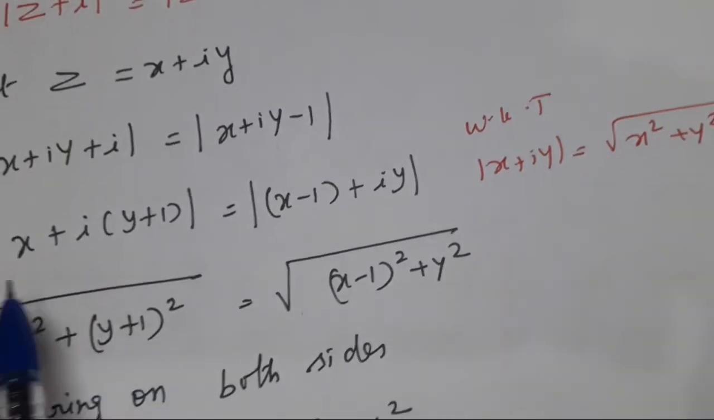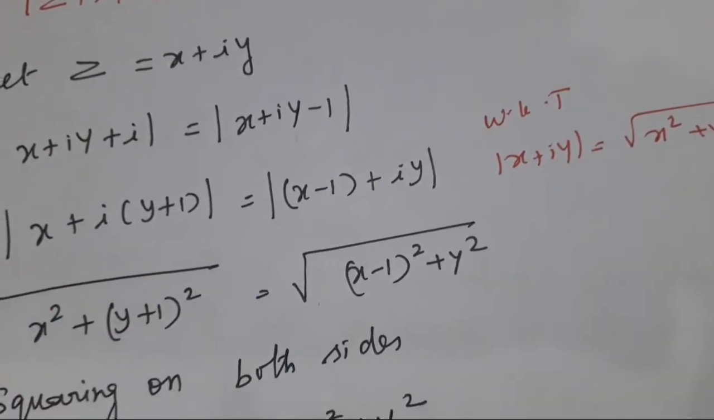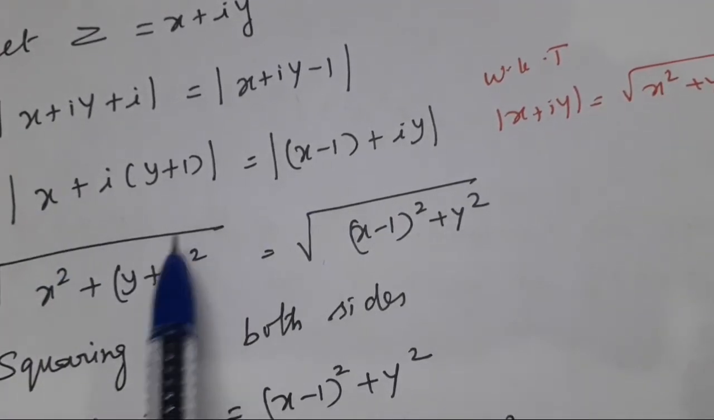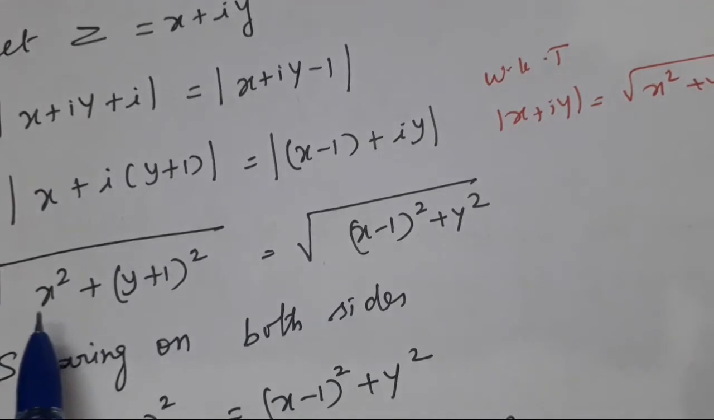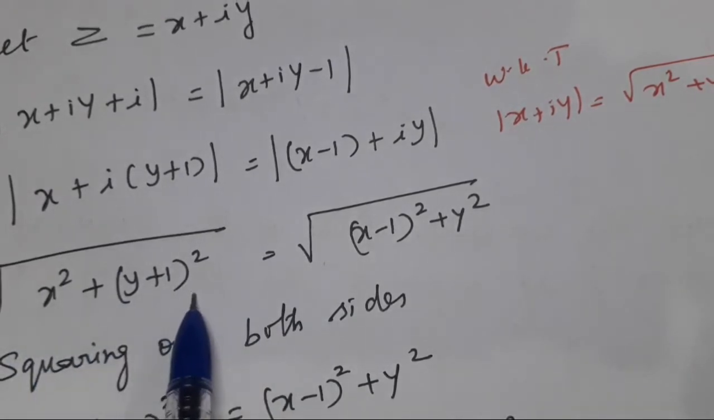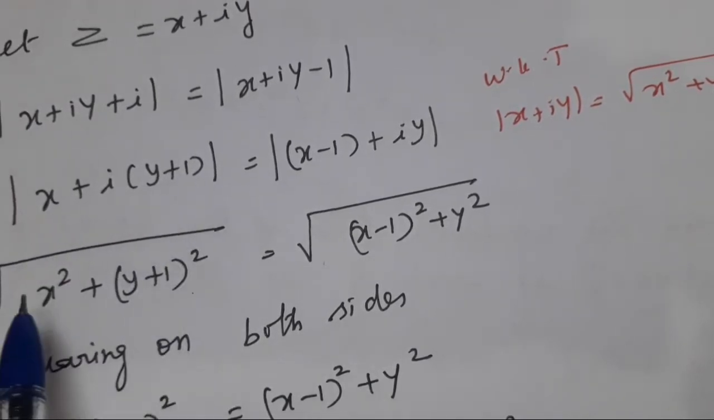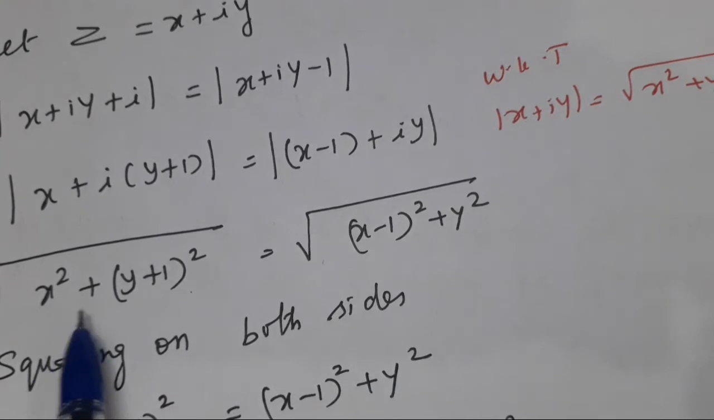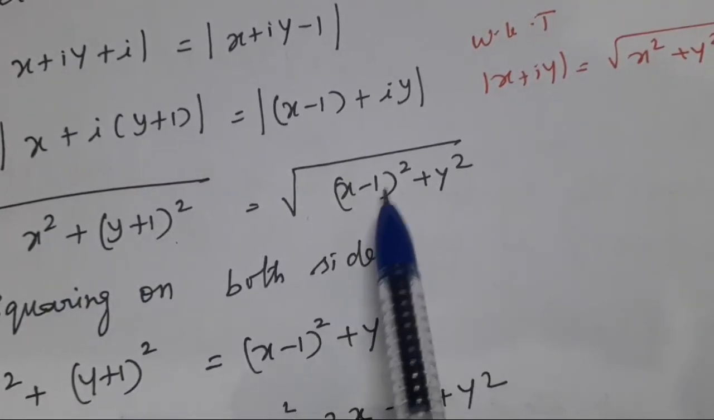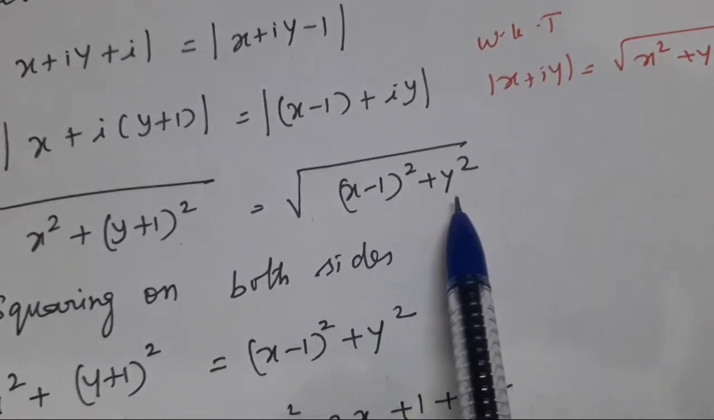Similarly, here also we have the modulus value, so on both sides you take the square root. If a question is given in modulus in a complex number, you just do square root of real part square plus imaginary part square. From the modulus, x is the real part, y plus 1 is the imaginary part. So square root of x square plus y plus 1 the whole square equal to, here also, what is the real part? x minus 1. x minus 1 the whole square plus y square.